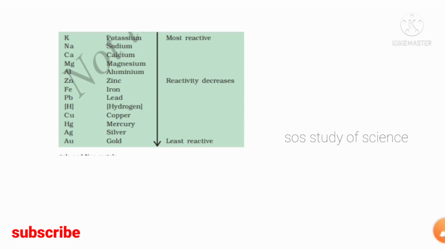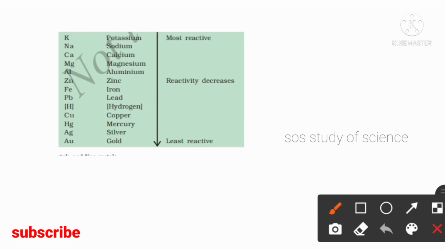Before going to the next concept, you must know the arrangement of elements based on the reactivity series. Which is the most reactive element, which is the least reactive element, you must know that. So here comes potassium, sodium, calcium, magnesium, aluminium, zinc and lead, and also hydrogen, copper, mercury, silver and gold. I have also taught you how to remember these in a very simple way in the previous lessons.